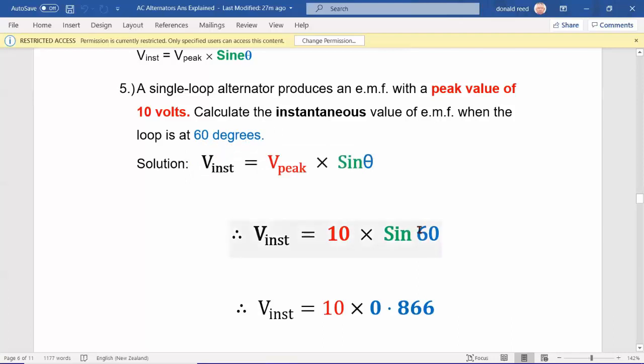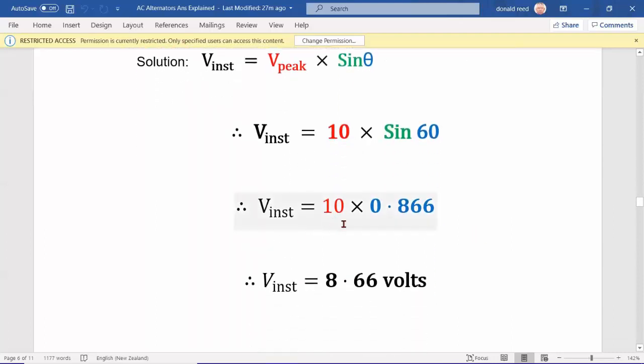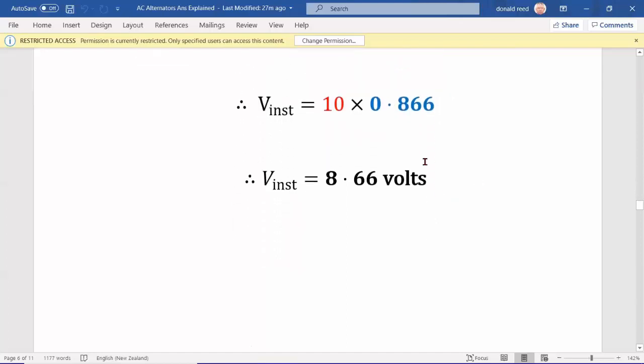So sine 60 degrees, 10 times 0.866. So sine 60 degrees is 0.866. Now, all I need to do is multiply that by 10. I move the decimal 1 place to the right. It's getting bigger, so it moves 1 decimal to the right, and I get 8.66 volts.